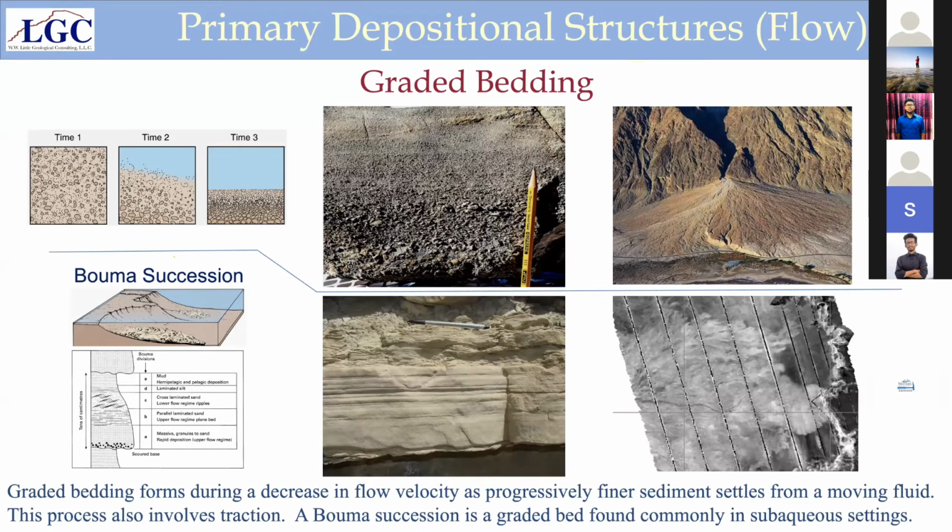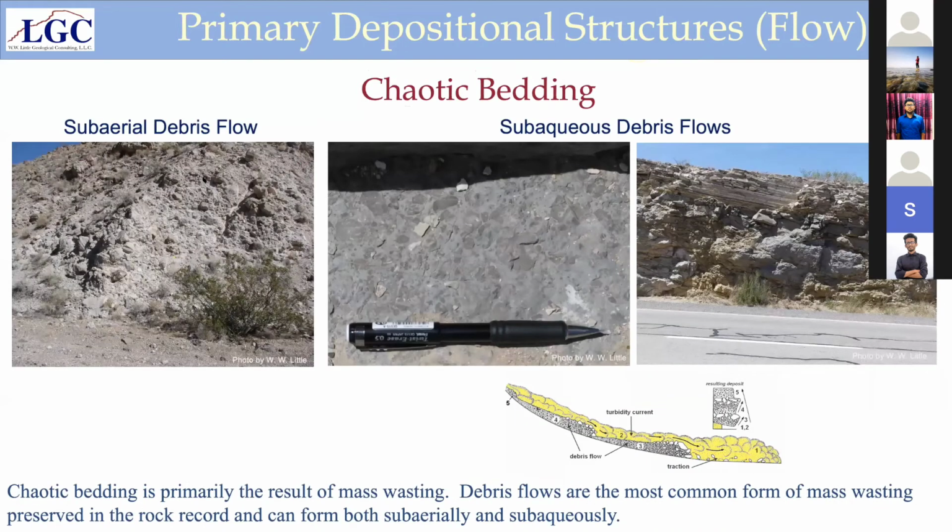Okay, so graded bedding is something that you'll find in flows, and reverse grading. The other thing that is common is chaotic bedding. So take those debris flows that we just watched and look at this deposit. These are photographs. On the left is a lahar. That's a debris flow that's associated with a volcanic deposit.